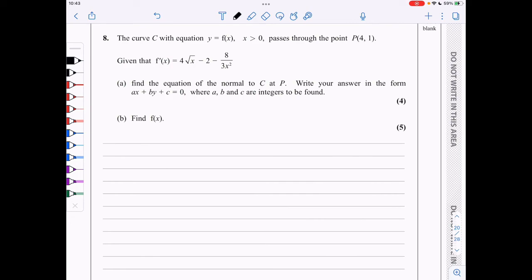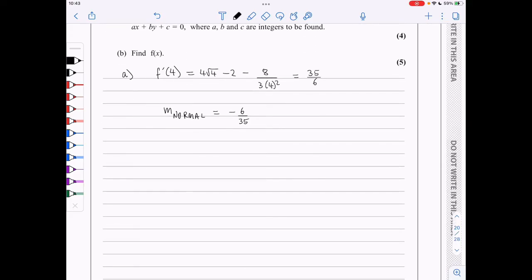In question 8, we've got this curve and we're being given the derivative. We know that it passes through the point 4, 1, and we need to find the equation of the normal. Now to find the equation of the normal, I will start by substituting 4 into f dash of x in order to get the gradient of the tangent. This gives an answer of 35/6. We know that the gradient of the normal can be found by flipping this and changing the sign. So it's going to be minus 6/35 because the normal is perpendicular to the tangent.